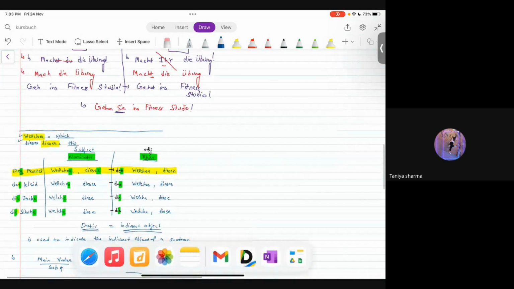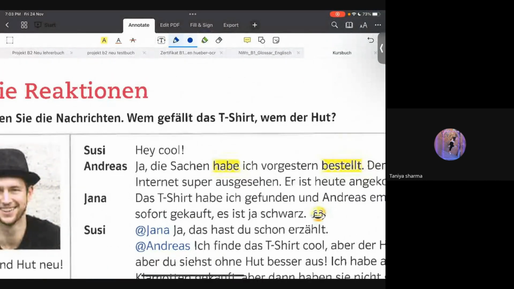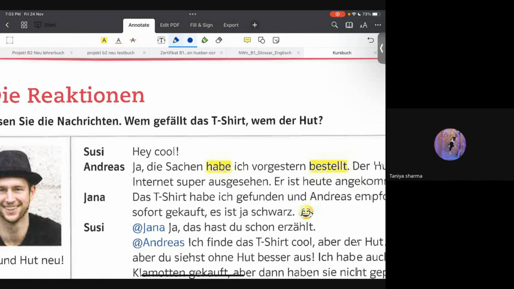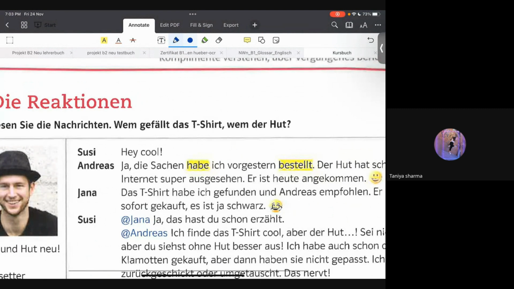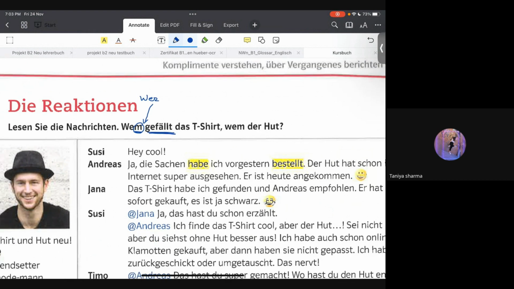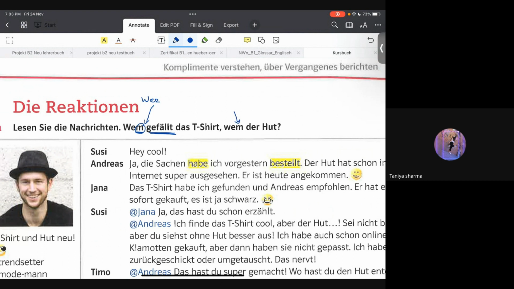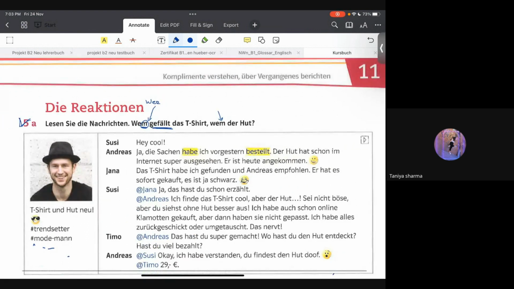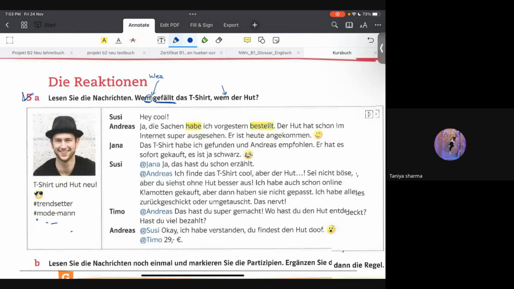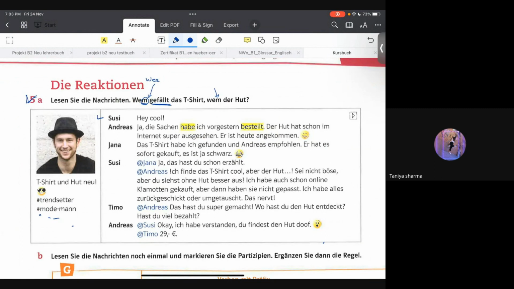Yes. So guys, the point is here: gefällt. Gefällt is a dative verb. That's why we are using M. Where it changes in vom, here vom. That's why we are using it. Okay. So, yeah. Now we continue.